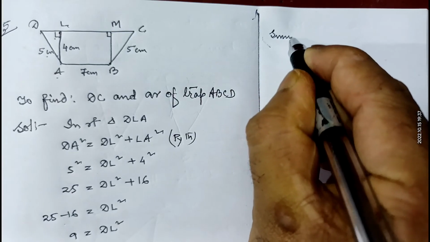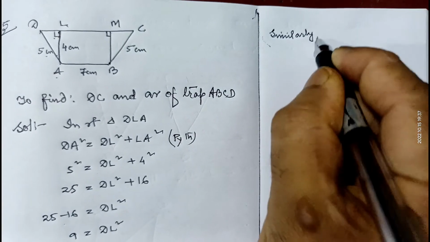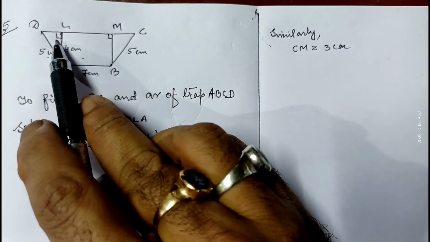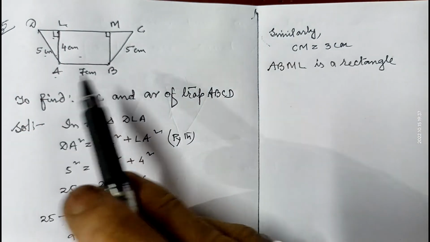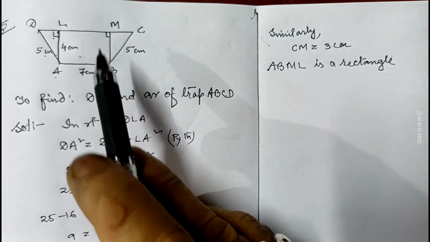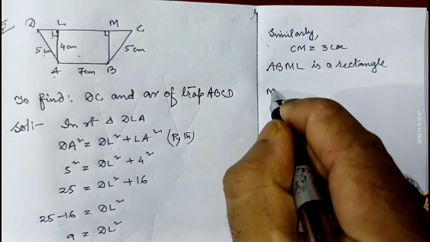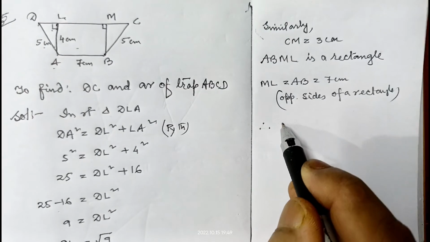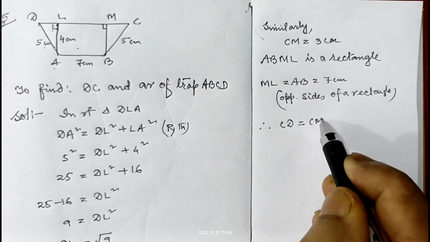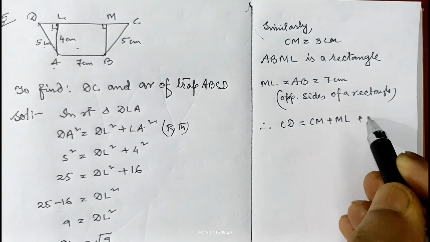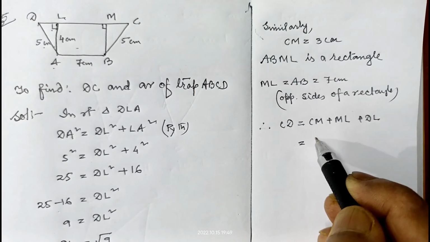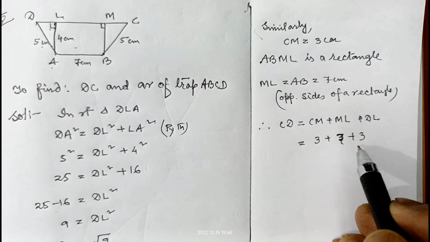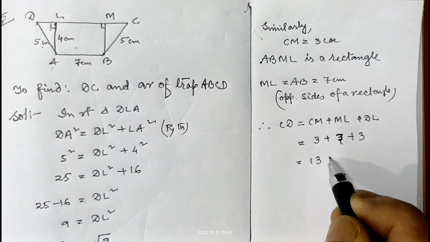Similarly, CM also will be equal to 3 centimeter. So here DL is 3 centimeter, CM also 3 centimeter. ABML is a rectangle. Since AB is 7, ML also will be 7. We can write ML equals to AB equals to 7 centimeter. Therefore CD equals to CM plus ML plus DL. CM is 3 centimeter, ML equal to 7 centimeter, DL is also 3 centimeter. So 7 plus 3 is 10, plus 3 is 13. So it will be 13 centimeter.